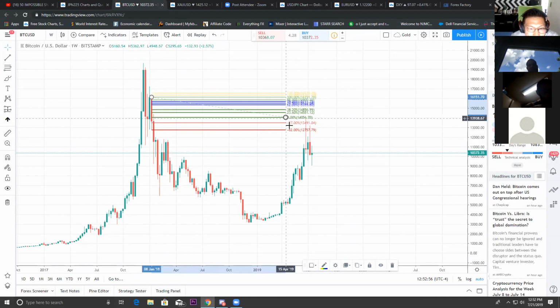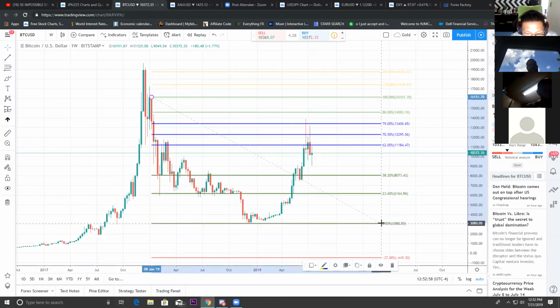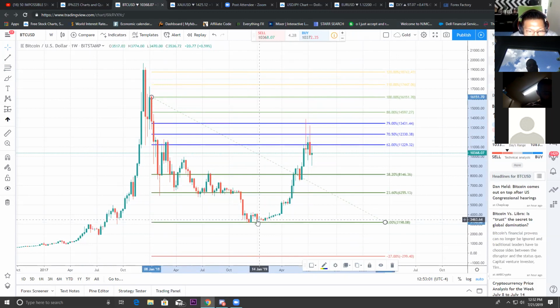So what am I trying to figure out? People were like, oh, is Bitcoin going to keep falling down? We've established this low here. And it hit the 79. Very simple with the fibs.